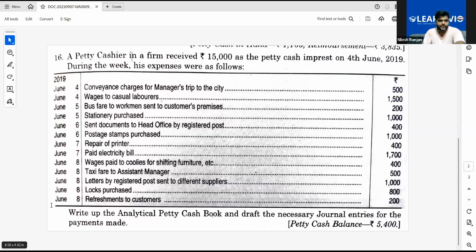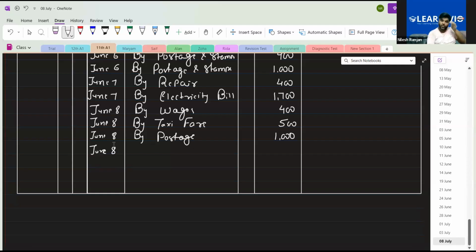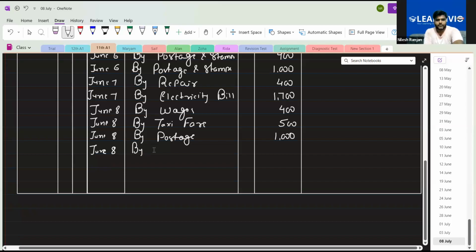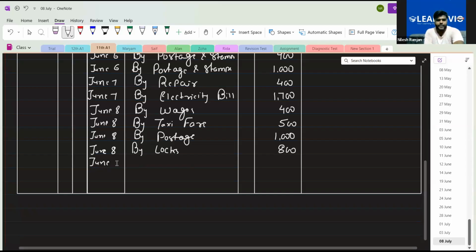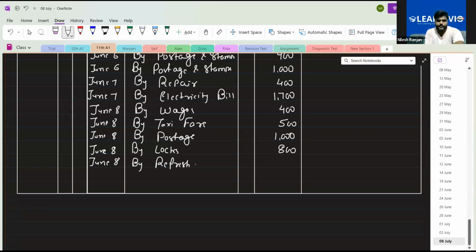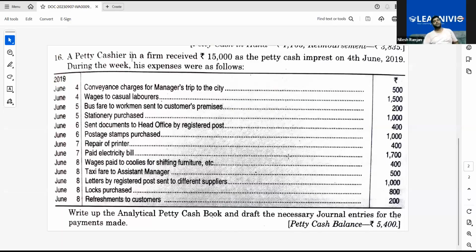Then locks purchased, June 8, locks purchased, 800. You can write small equipments. June 8, refreshment to customers. So by refreshment, you can write business promotion expenses. So these are the items you have to write here.